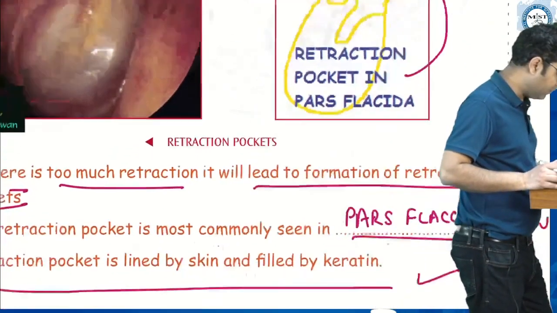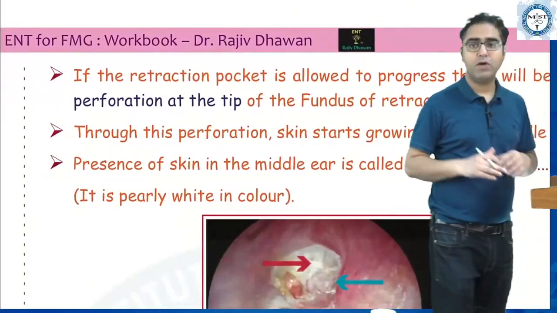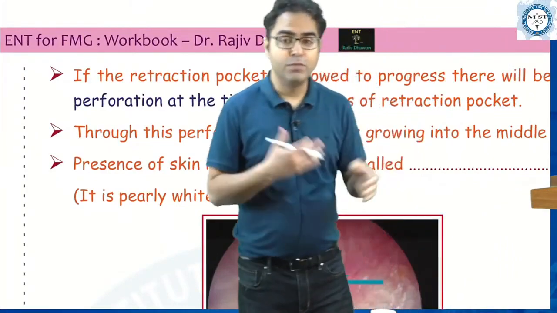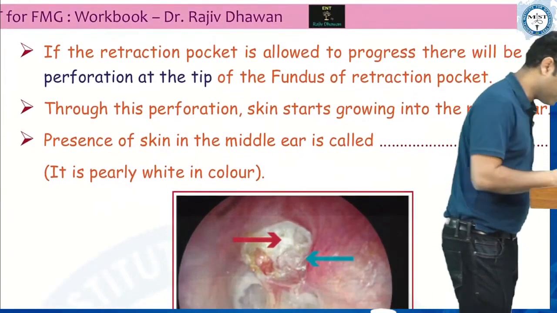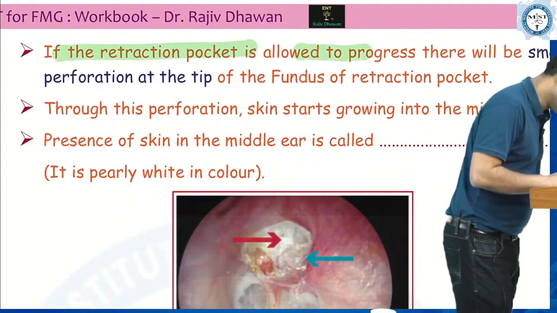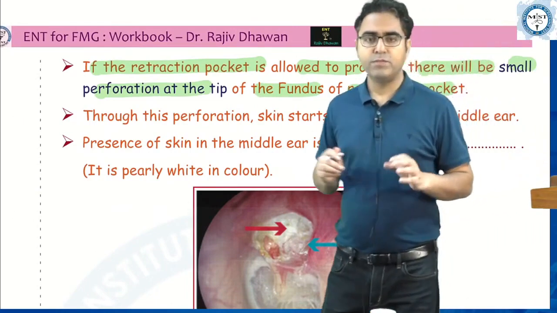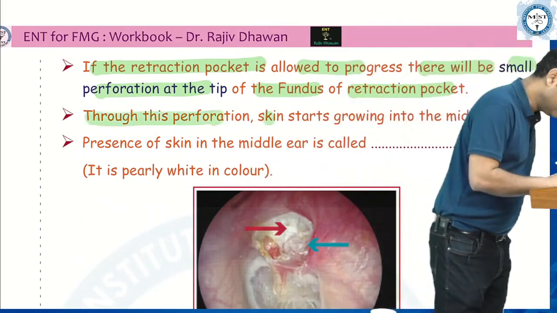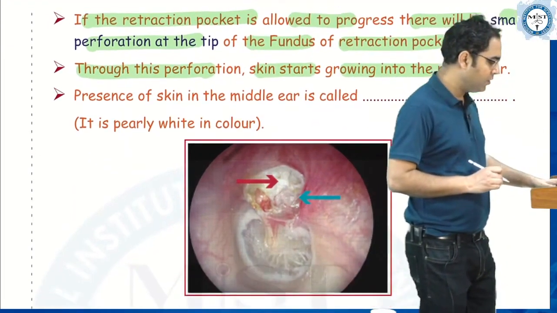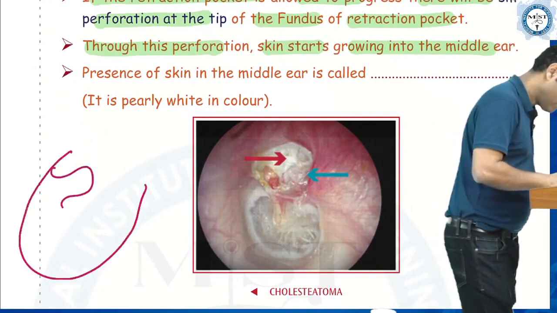Now let's go further. Next page. Let the story continue. The picture is not yet complete; the story is still evolving. If a retraction pocket is allowed to progress, there will be a small perforation at the tip of the fundus of the retraction pocket. Through this perforation, the skin starts growing into the middle ear.